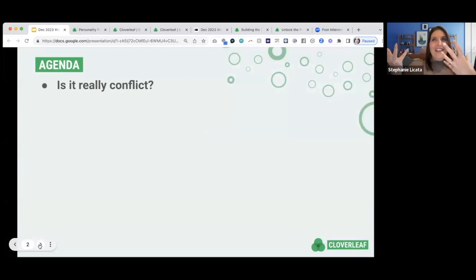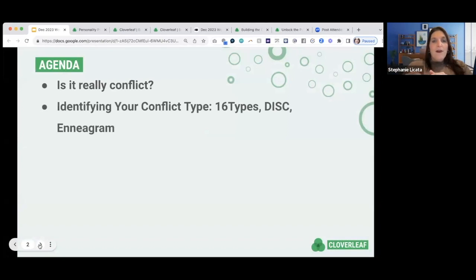We're going to talk about, is it really conflict? Sometimes we perceive that something is going to be a conflict, but it's really just a difficult conversation. It's a challenging conversation. We're also going to talk about how you identify your own conflict types. And we're mixing 3 different assessments, which if you haven't taken them all, that's okay. If you have, great. We're going to look at 16 types, or some of you may know it as Myers-Briggs, DISC, and we're going to look at Enneagram. And so you're going to be able to identify your most natural conflict type.